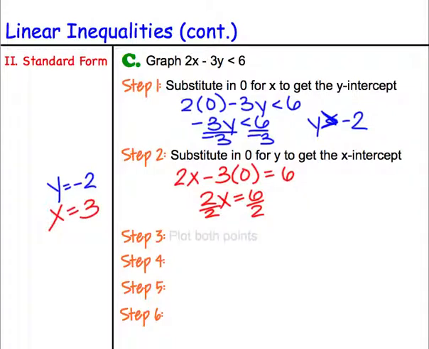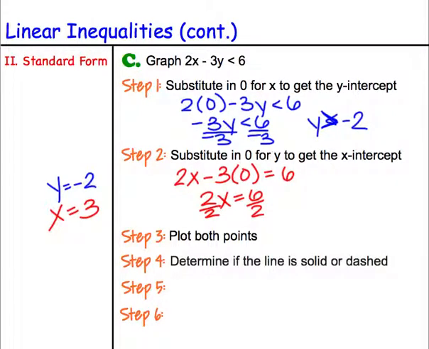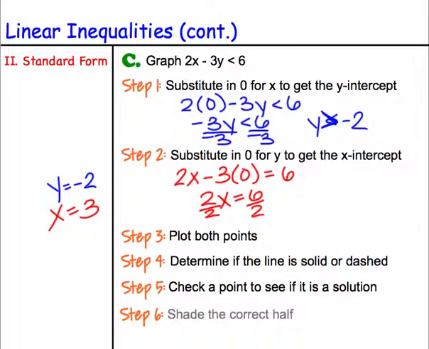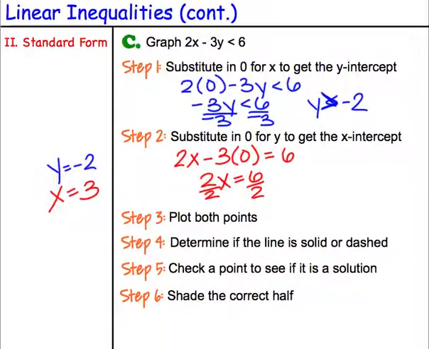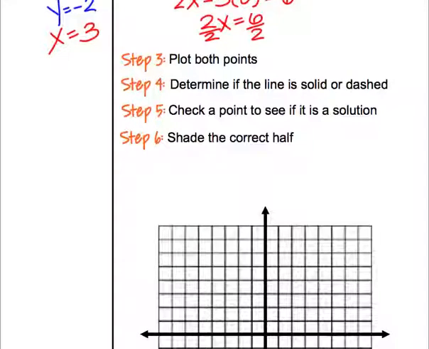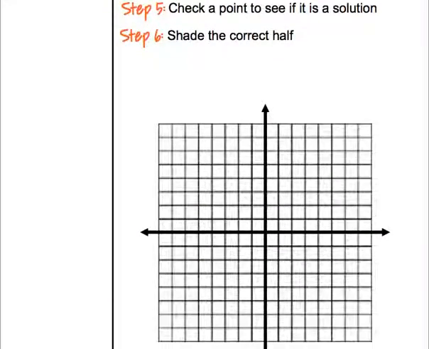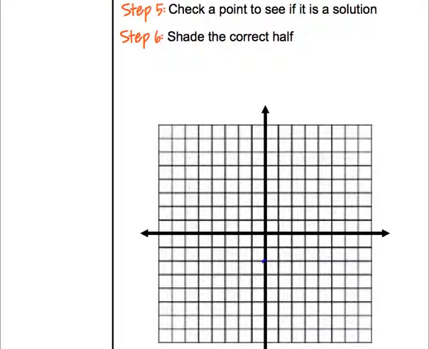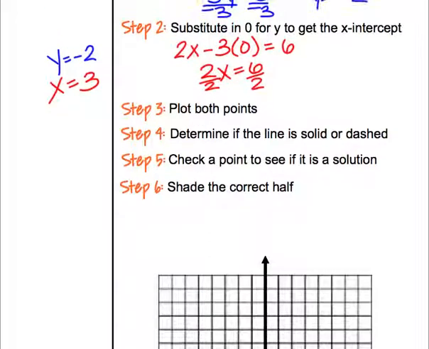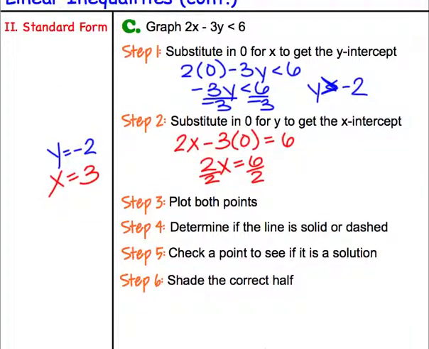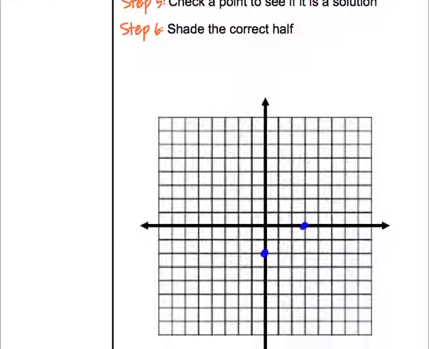Step 3 is going to be, let's plot both those points, then determine if the line is solid or dashed. Check a point to see if it's a solution so we can determine where to shade. So if we go ahead and do that, we've got y at negative 2 and x at 3. And when we look at the original problem, we have a straight up less than, which means we're going to have a dashed line.